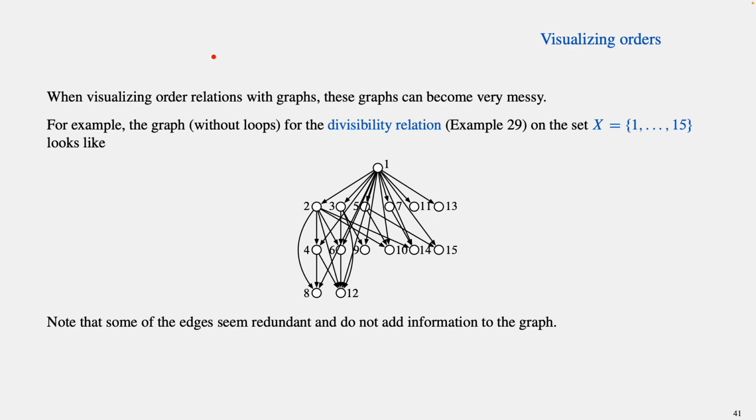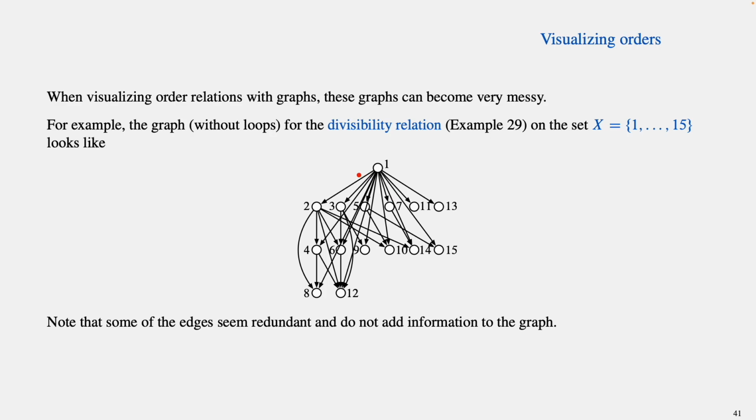Well, recall that I said graphs are a great way to visualize relations, but for order relations, these graphs can become very messy, and you see this in this simple example here. This is the graph for the divisibility relation, which we just had in one of the previous examples. And I just restricted to the finite set of the numbers 1 to 15. And it already looks like this.